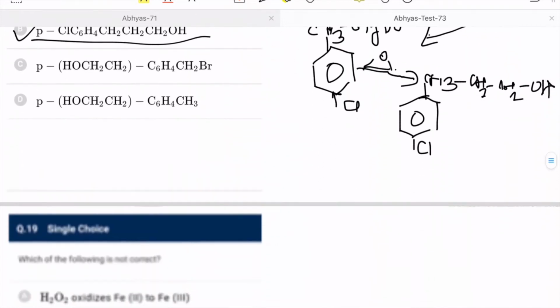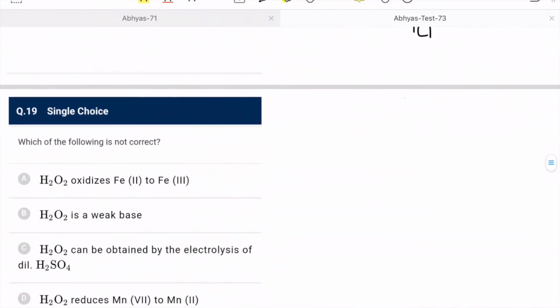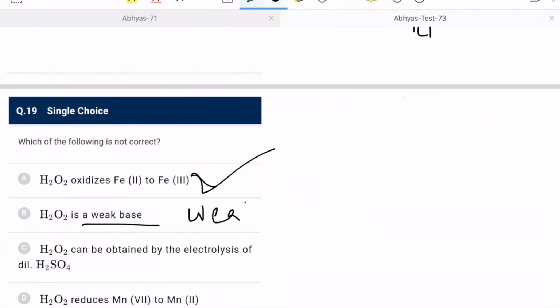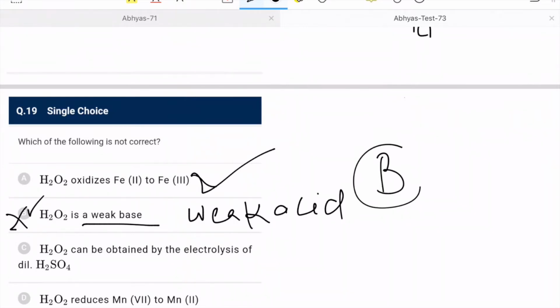Next question. Which of the following is not correct? He is asking. H2O2 oxidizes Fe2+ to Fe3+. This is the correct option. H2O2 is a weak base. It is actually a weak acid. So this option is wrong. So B is the correct option.